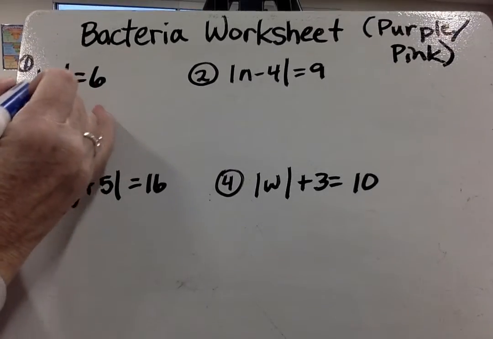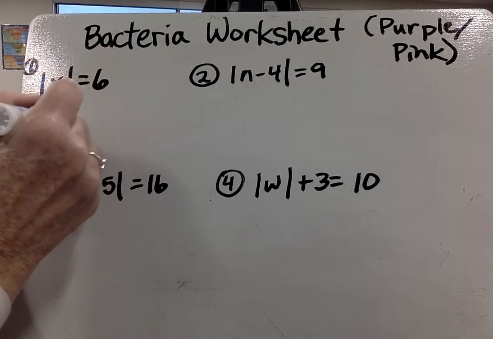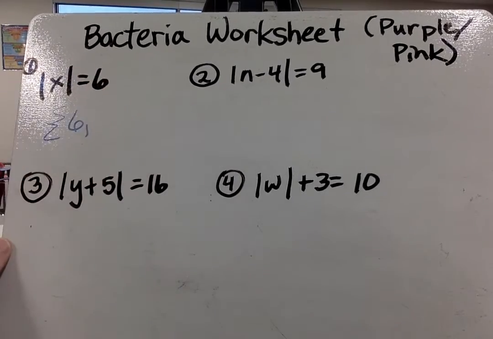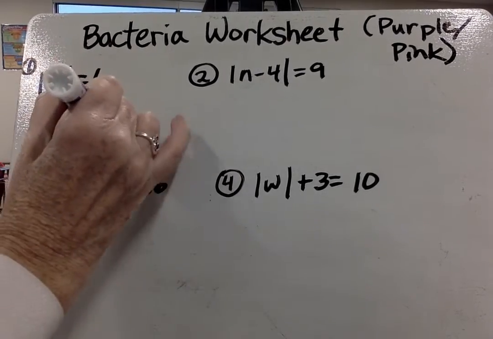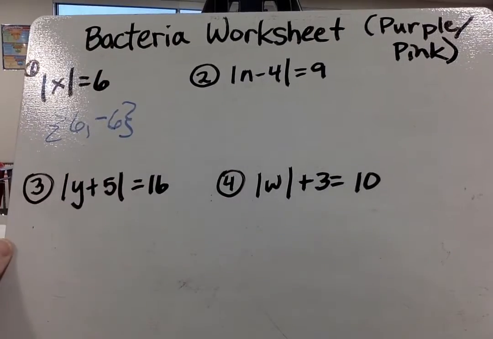So we know that absolute value means the distance from 0. Now 6 is 6 units from 0, but also negative 6 is 6 units from 0. So it's the distance a point is from 0.